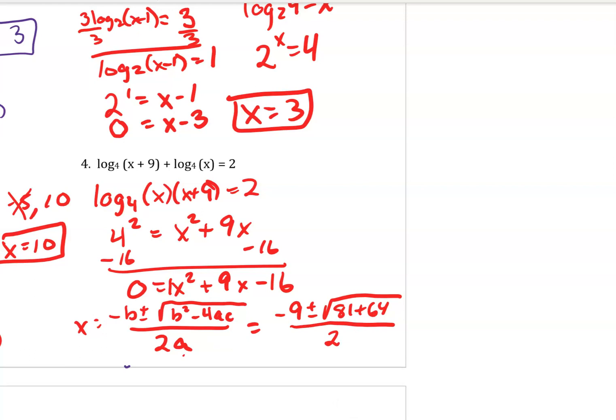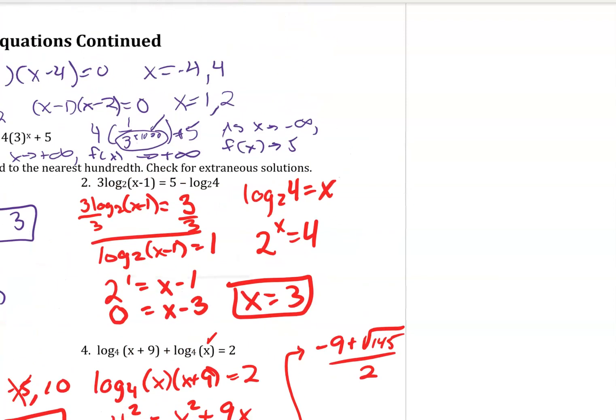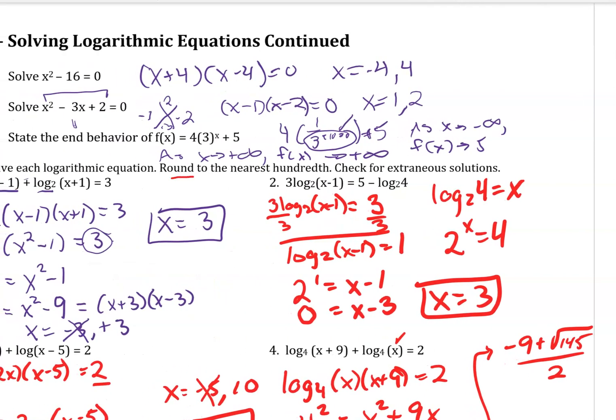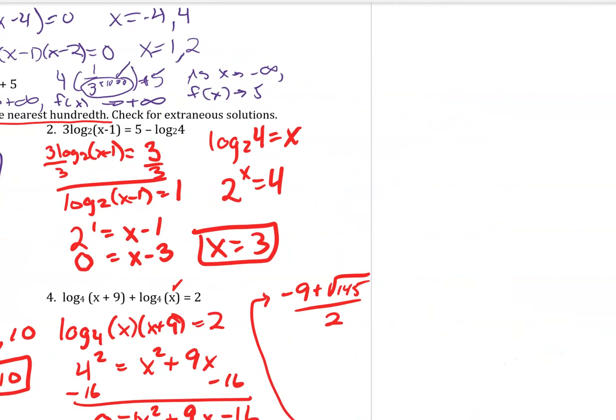So we look back. Log base 4 of x is part of our problem, so I cannot have negative 9 minus something. That won't work. It'll give me a log of a negative number. But I can do negative 9 plus the square root of 81 plus 64, which is 145, divided by 2. Looking back at our instructions, it says round to the nearest hundredth.